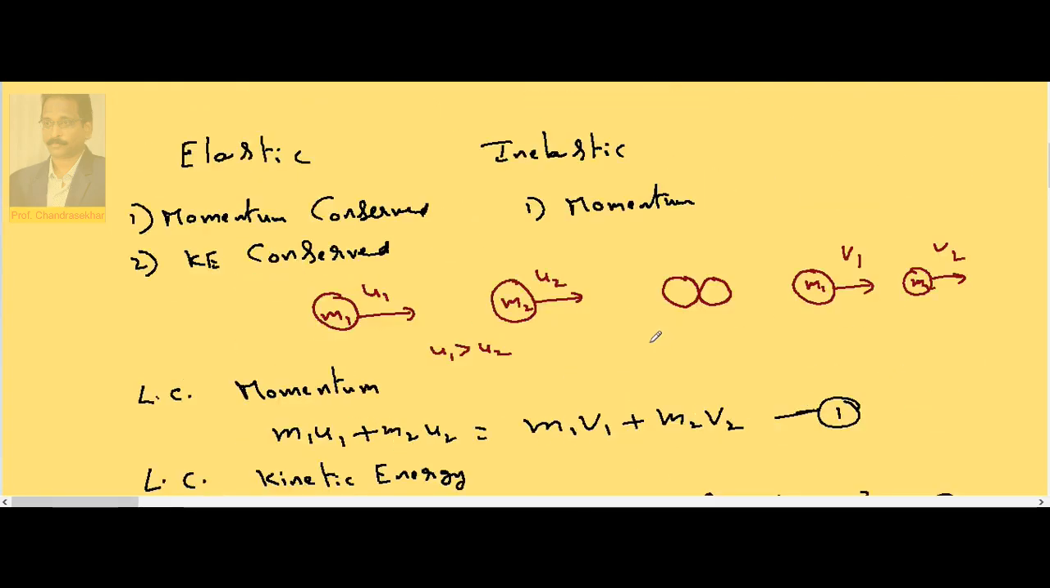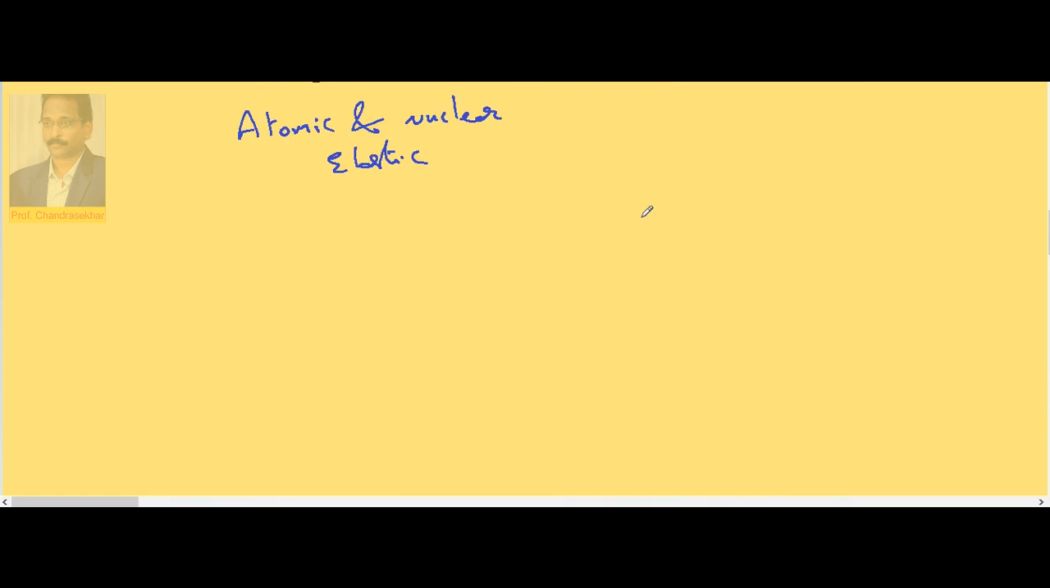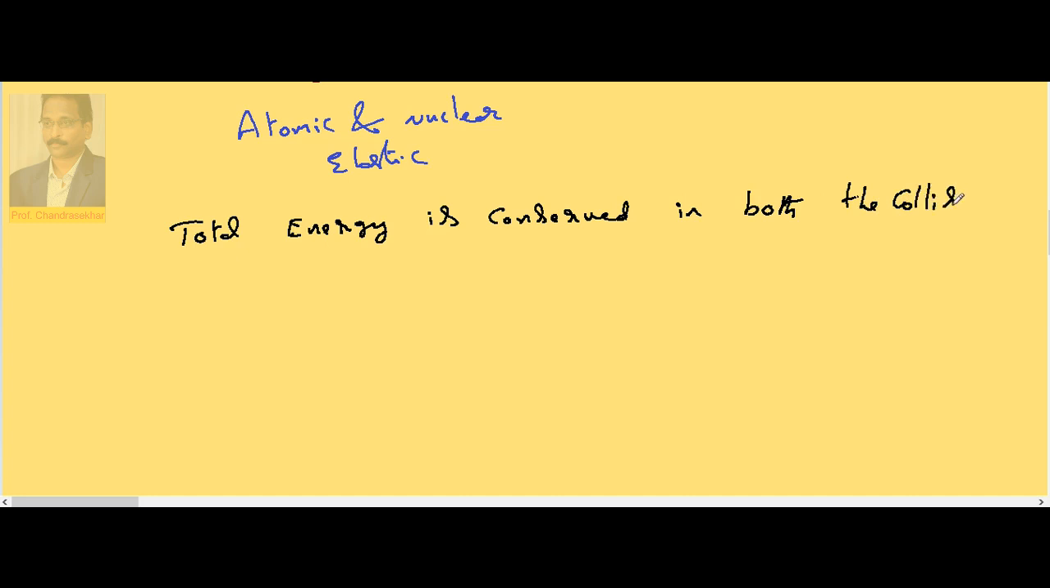In elastic collision, momentum is conserved, kinetic energy is conserved. In inelastic, only momentum is conserved. But if I take any collision, total energy is always conserved. Total energy is conserved in both the collisions, whether it is elastic or inelastic. If kinetic energy is conserved, it is elastic. Kinetic energy not conserved, it is inelastic.